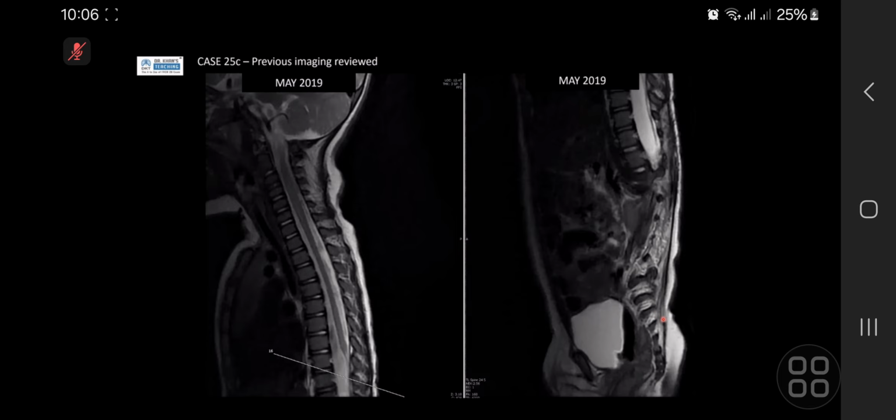Sagittal MRI of the cervical spine and of the thoracolumbar spine. On the cervical spine, there's no intramedullary lesion within the spinal cord. Surrounding CSF spaces are fine.